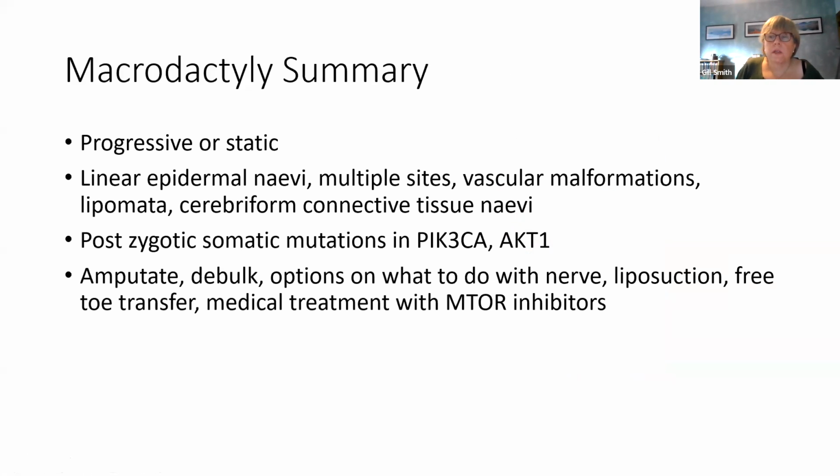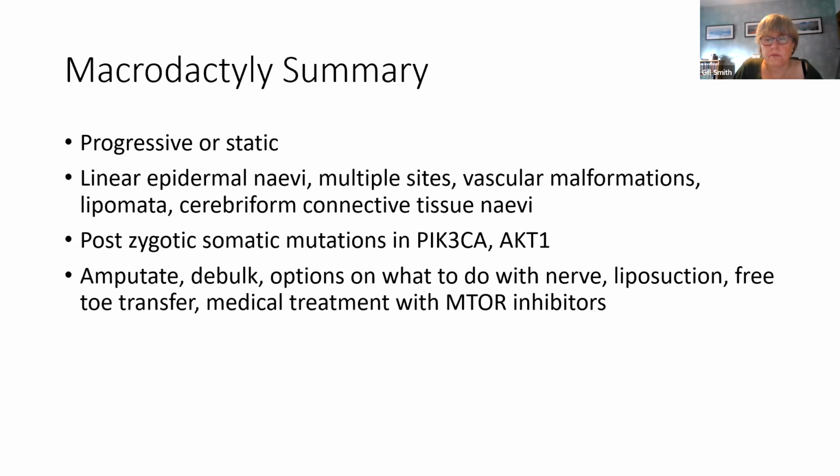So just a summary: macrodactyly can be progressive or static. You ought to be looking for other features because traditionally, before we knew more about the PIK3CA, the AKT1 and the PTEN mutations, we would look on clinical grounds. With Proteus, you'd be looking for linear epidermal nevi, multiple site macrodactyly, vascular malformations, lipomata, cerebriform connective tissue nevi. For CLOVES, you're usually going to get scoliosis and other problems with it.